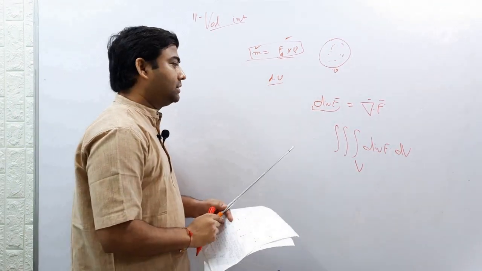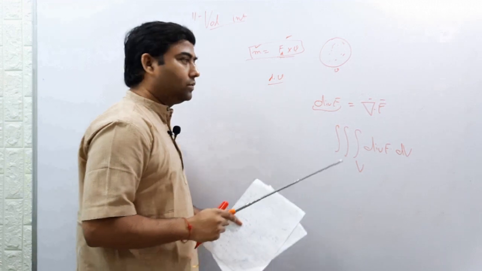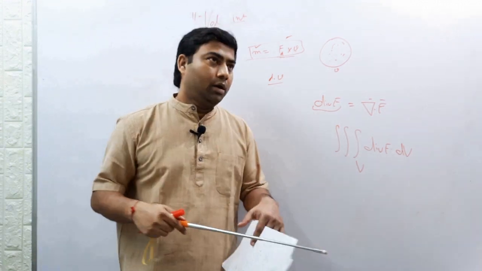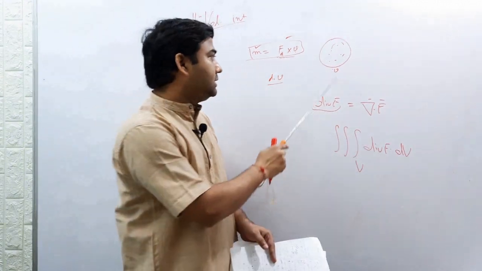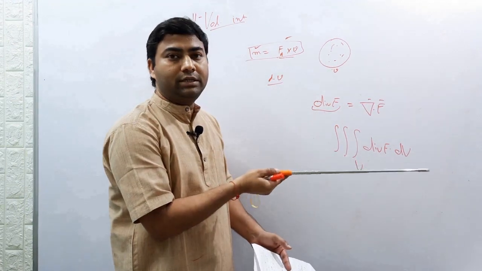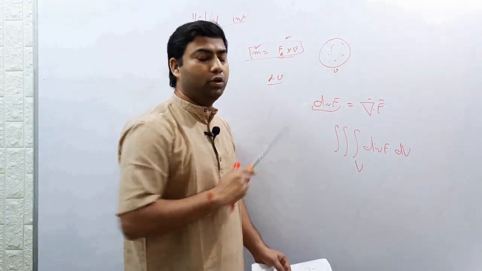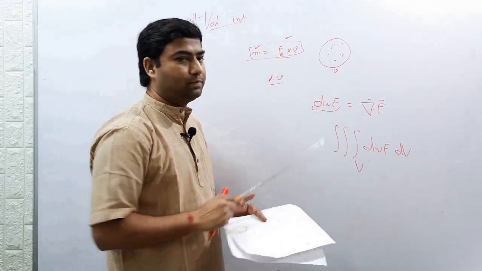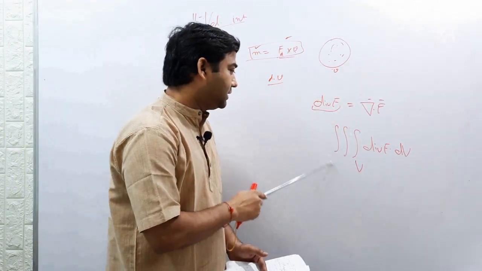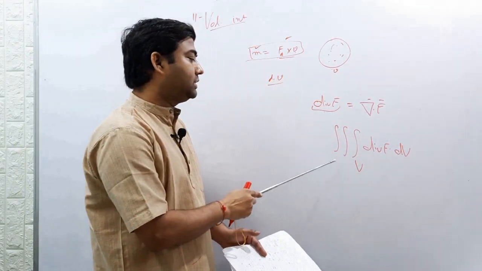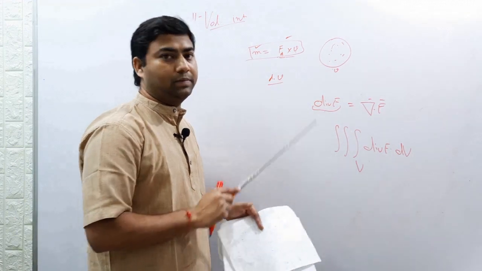But we use triple integration when divergence is changing, or any physical quantity is changing in a given volume. Then we use triple integration. So this is written in standard form, but you should not think that it can be found only with triple integration.